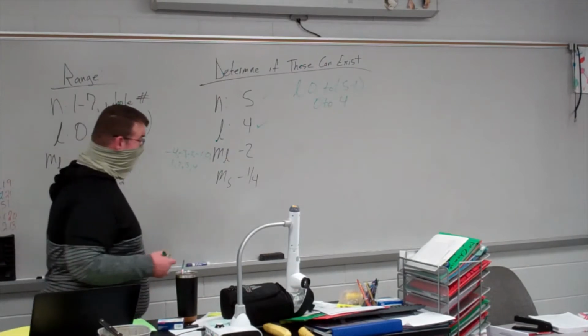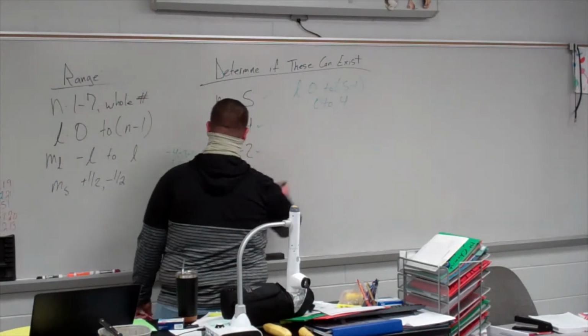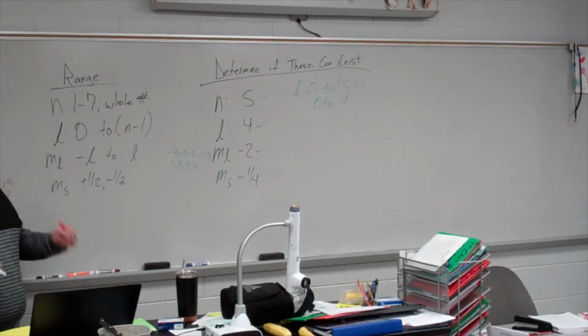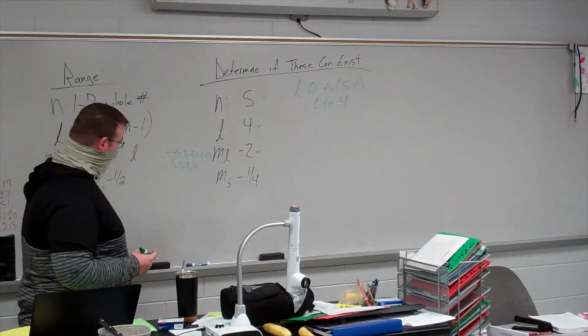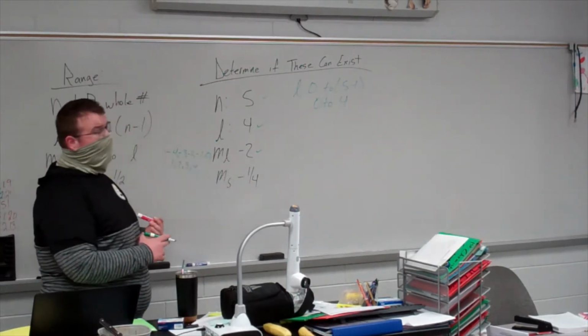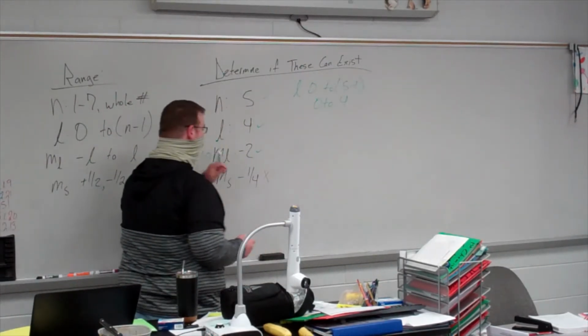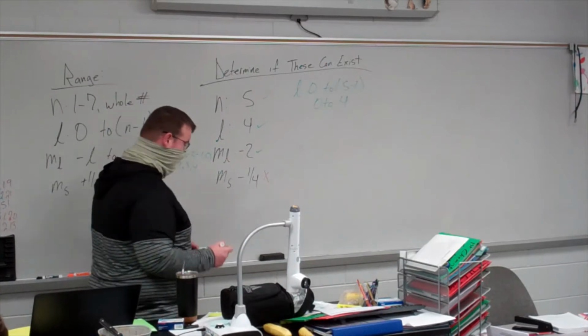Yes. Okay. That's good. Then the spin quantum number is just plus 1/2 or negative 1/2. Can the spin quantum number be negative 1/4? No. No. This is a problem. So can this set of quantum numbers exist? No. No.